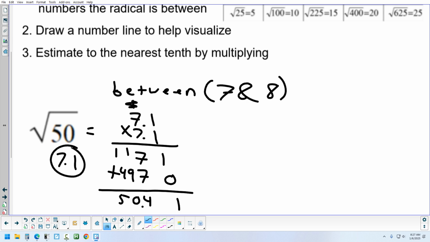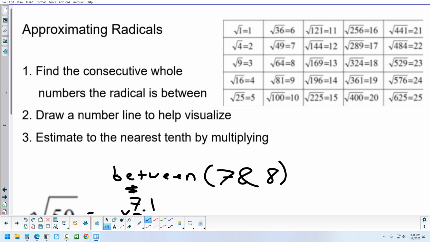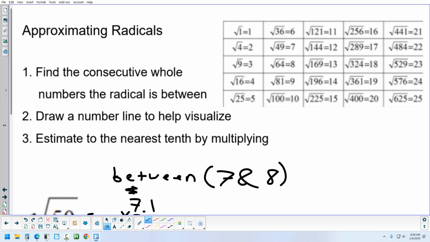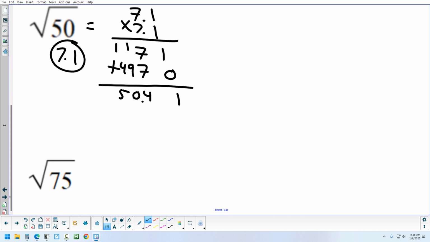You wouldn't want to go 7.2 because that would be even bigger. It would be even further away from 50. Okay. So estimating a square root, it's not the quickest process, but you just have to kind of figure out the 2 numbers it's between.